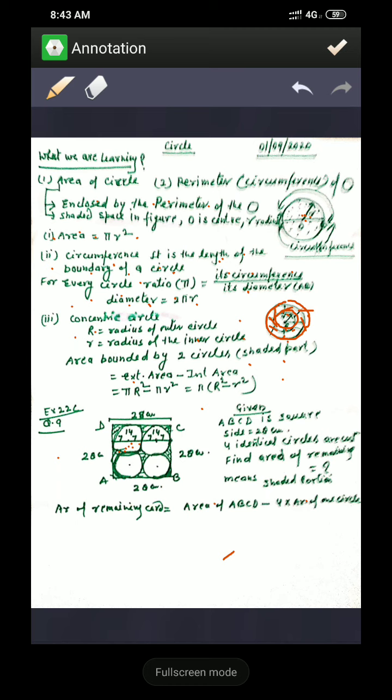Now do this exercise 22 and complete it. If you have any doubt, we will discuss it with you, okay.